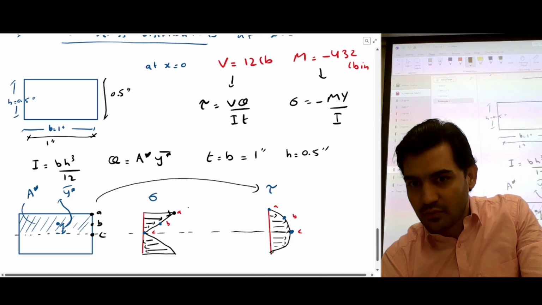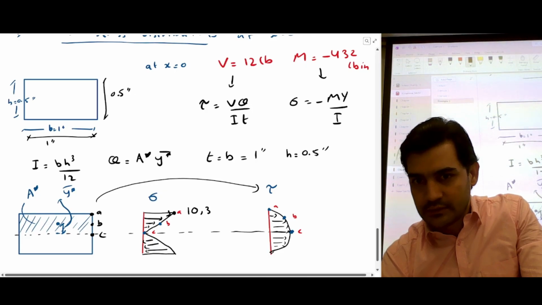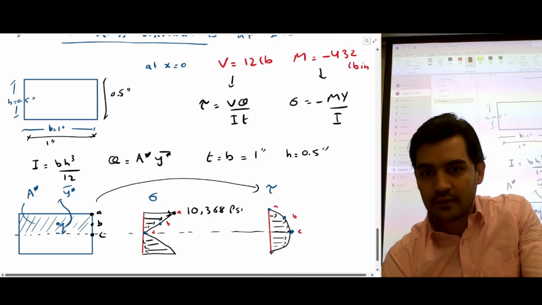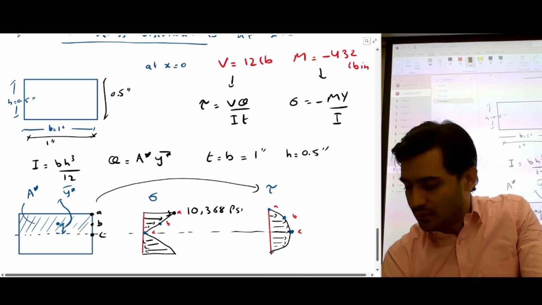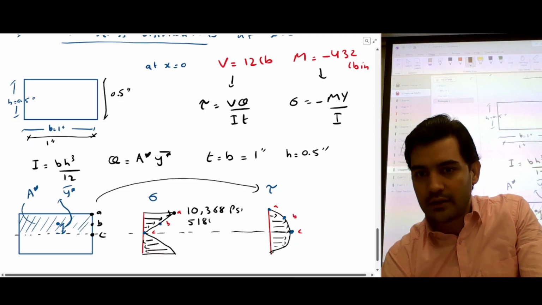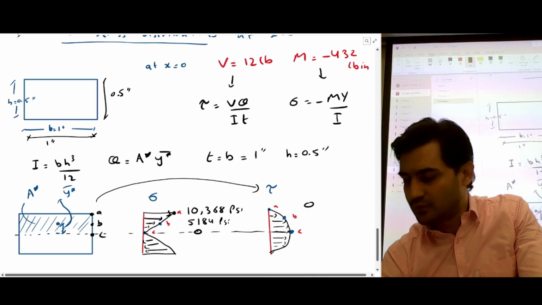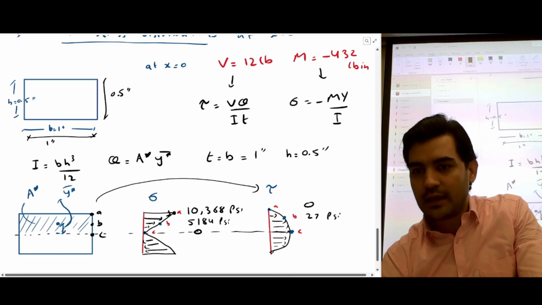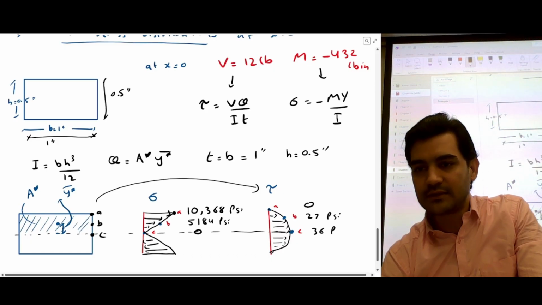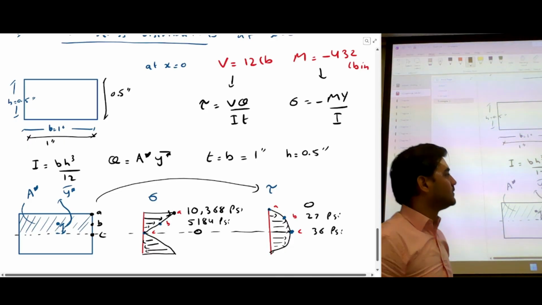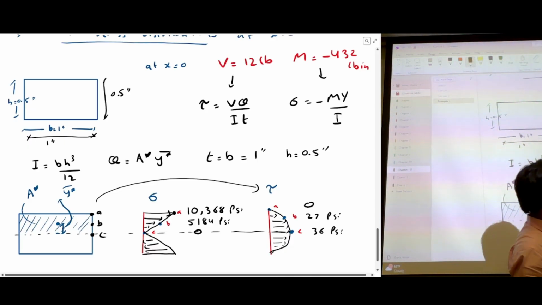At this point, we will get 10,368 psi. At point B, we're going to get 5,184 psi, and at point C, we're going to get 0. Here at point A, we're going to get 0. At point B, we're going to get 27 psi. At point C, we're going to get 36 psi. So these are the stresses which we will get.